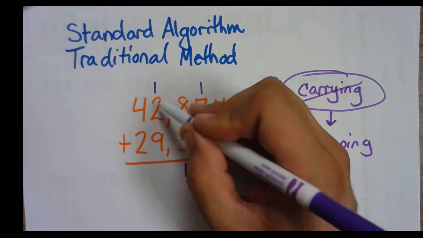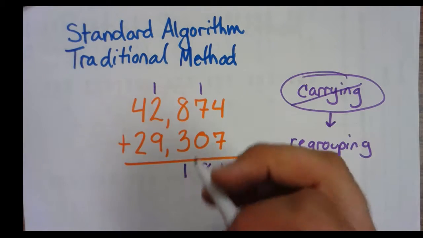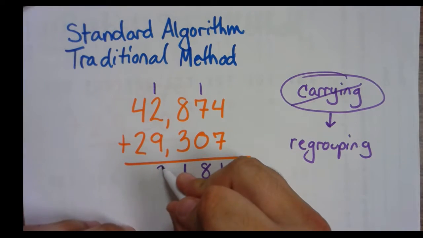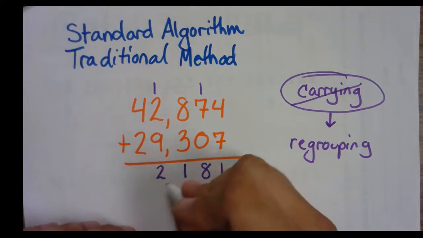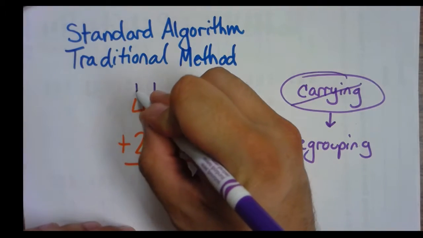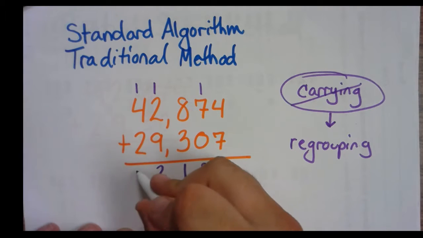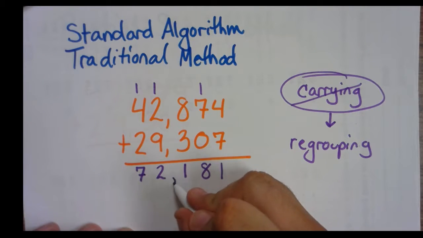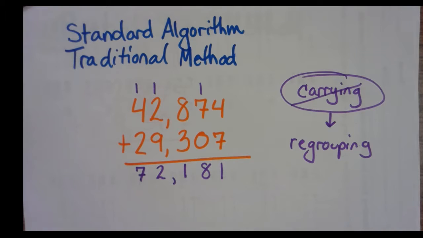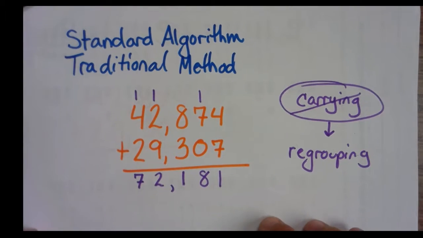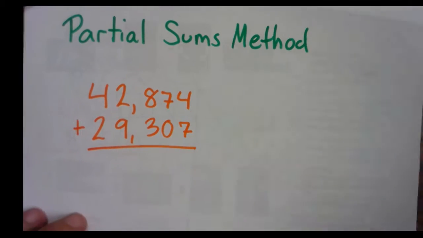1 plus 2 equals 3. Plus 9 equals 12. I'm putting down that 2 in the ones place. And I'm regrouping my 10 up there. 4 plus 1 equals 5. Plus 2 equals 7. And my answer, 72,181. So this should look familiar to many folks. This is, again, the way that so many of us learned how to do it growing up.